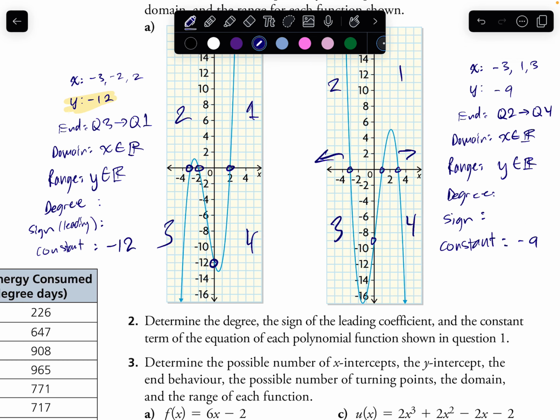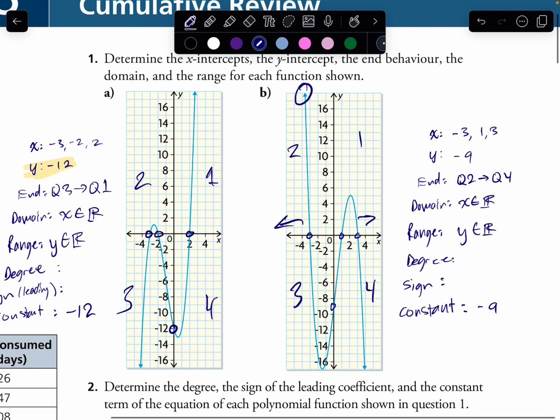Okay, degree. Both of these are cubic functions because they have 2 turning points is one way of deciding it. Also just the shape, right? If it goes like that or that, it's going to be cubic. In this case, it makes it really obvious that it's cubic.